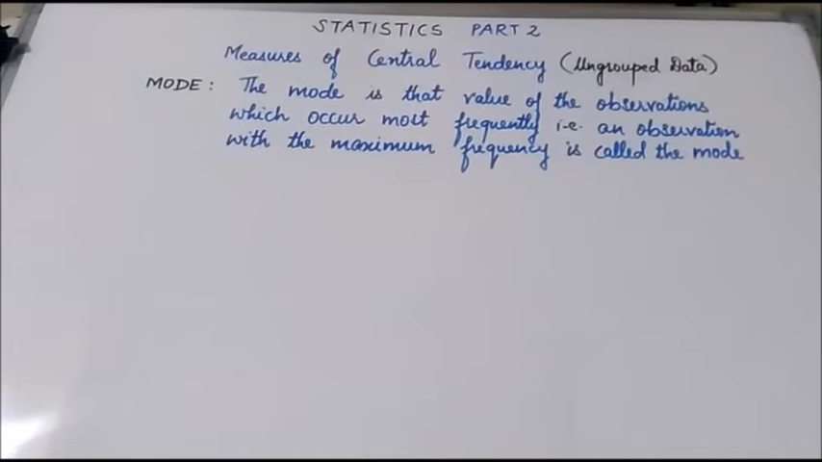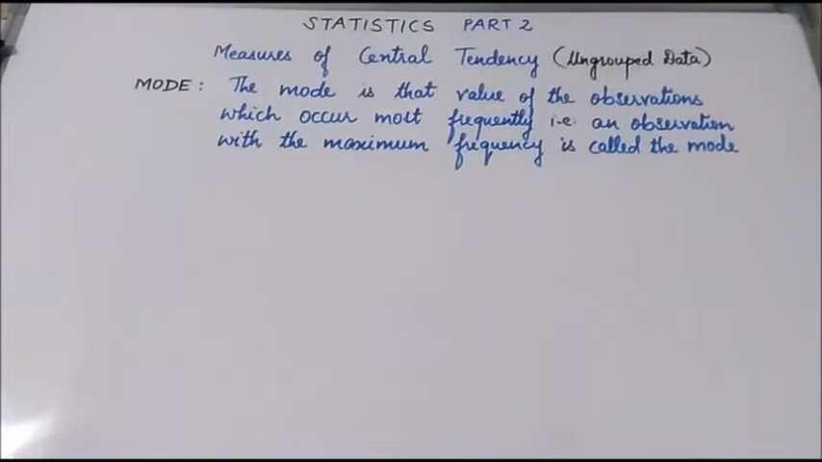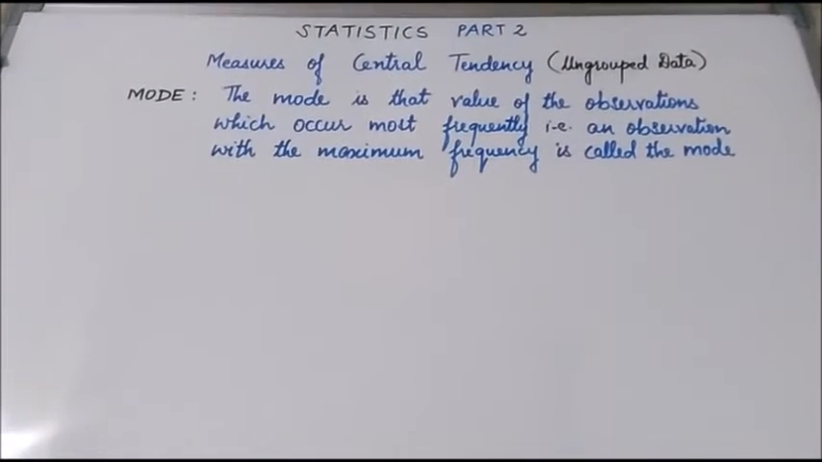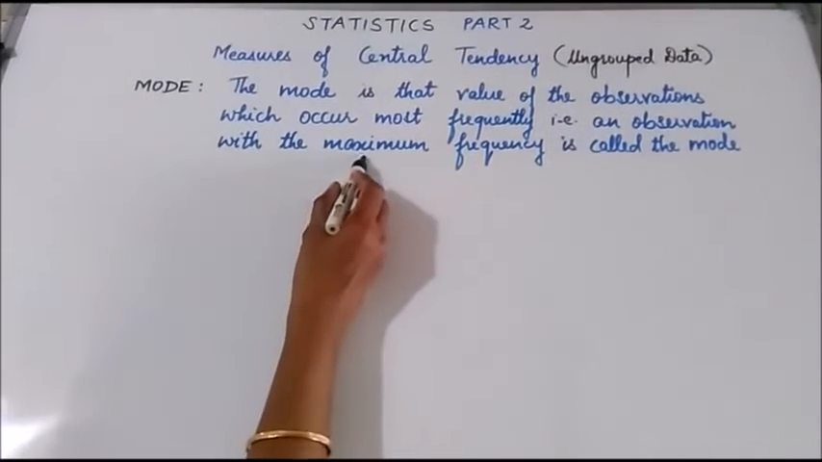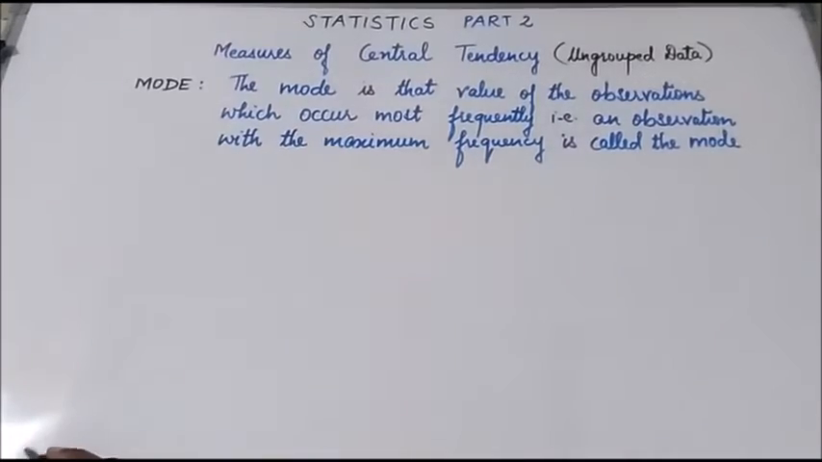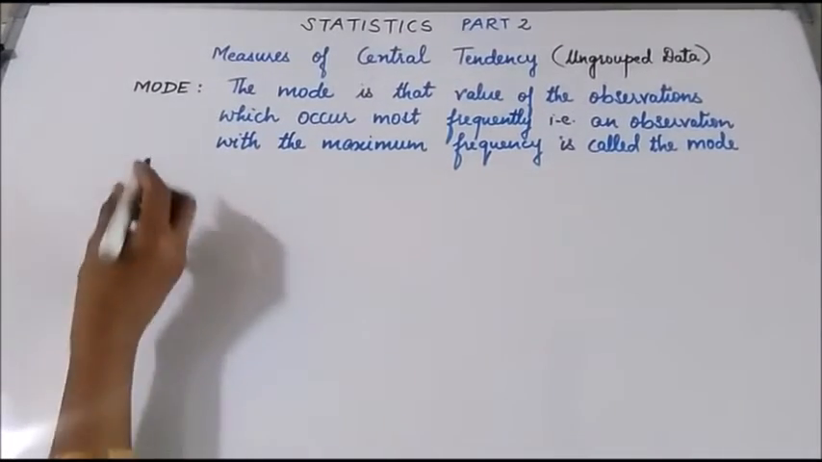The third measure of central tendency is mode. Now what is mode? Mode is that value of observation which occurs most frequently, or we can say an observation with maximum frequency is called mode. Let us understand it taking an example.